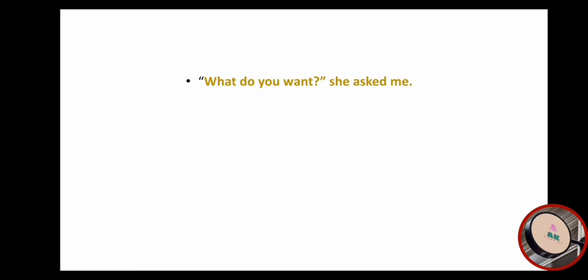For tell, it comes with an object. Okay, object in the sense me, him, her, some person. Say must not take an indirect object. By seeing these examples you will get an idea. Use tell with the indirect object. If you don't need an indirect object, use say. So here, what do you want?